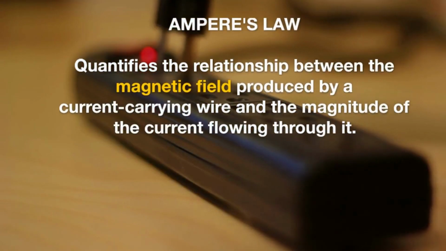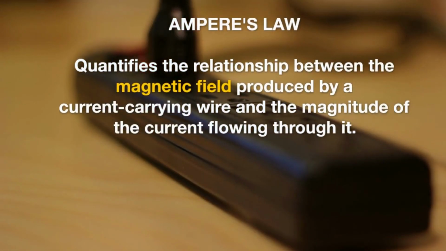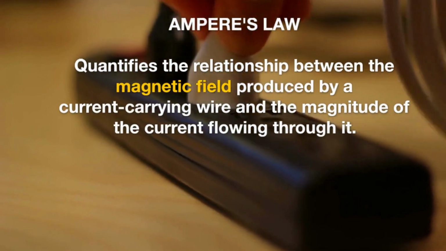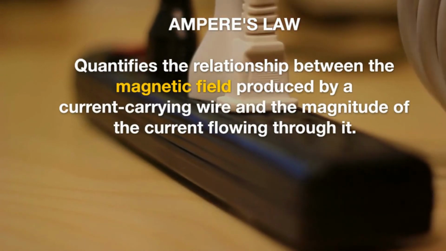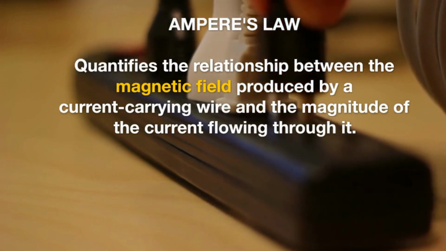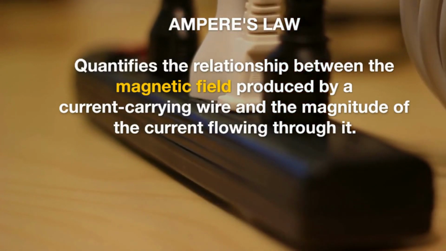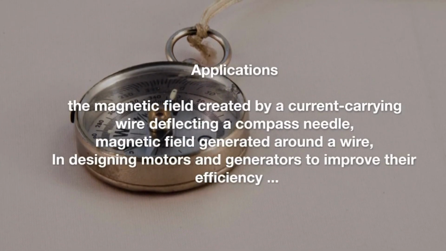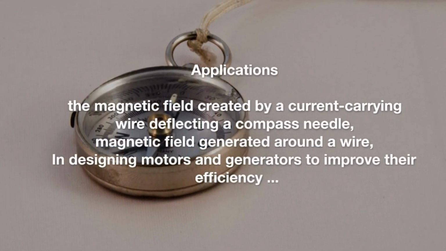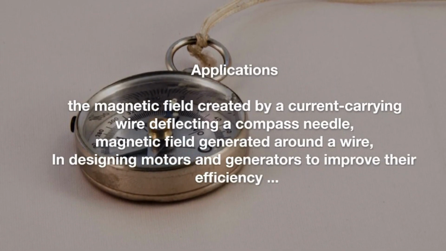Ampere's circuital law. The magnetic field around a current-carrying wire is proportional to the current and inversely proportional to the distance from the wire. This law quantifies the relationship between the magnetic field produced by a current-carrying wire and the magnitude of the current flowing through it. Such as the magnetic field created by a current-carrying wire deflecting a compass needle, or the magnetic field generated around a wire when current flows through it.